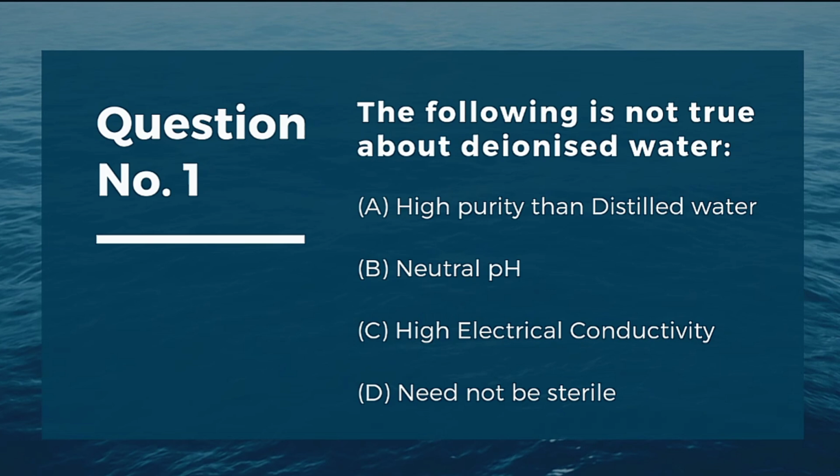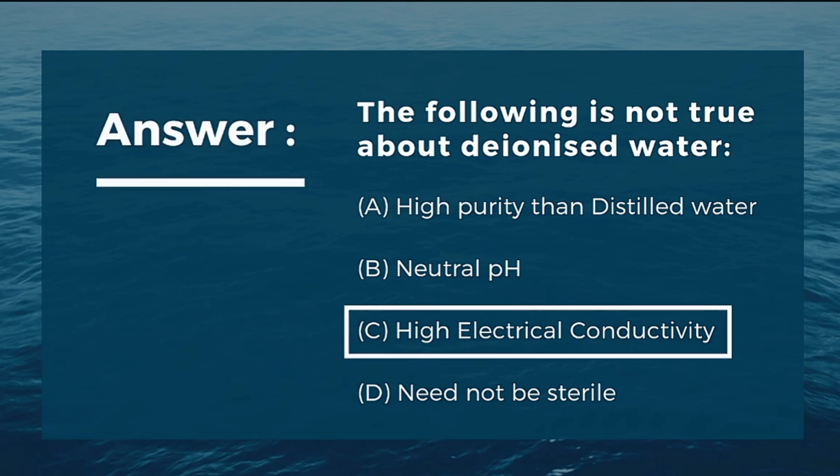Option A, high purity than distilled water. Option B, neutral pH. Option C, high electrical conductivity. Option D, need not be sterile. The correct answer is option C, high electrical conductivity.